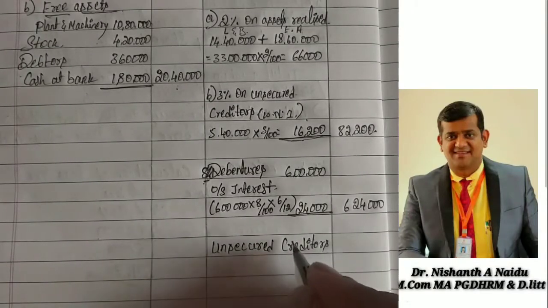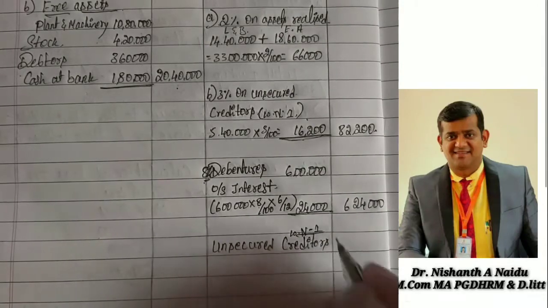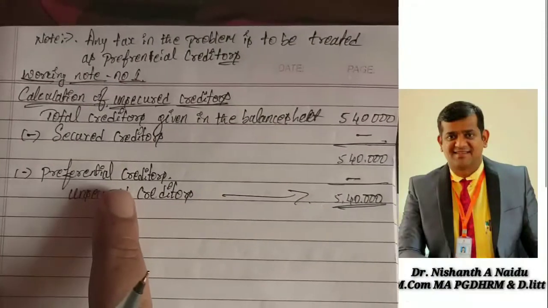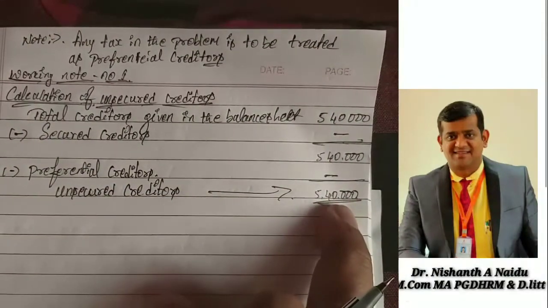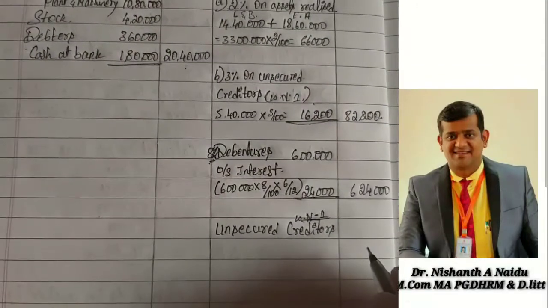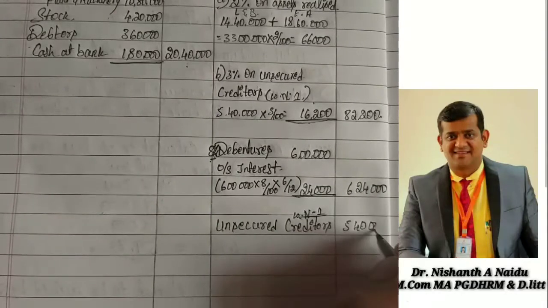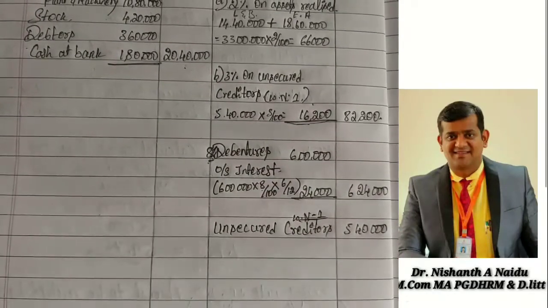So directly write working note 1. We have already calculated it in working note number 1. Unsecured creditors is 5,40,000, and I am going to settle the entire amount. So 5,40,000 rupees is settled.